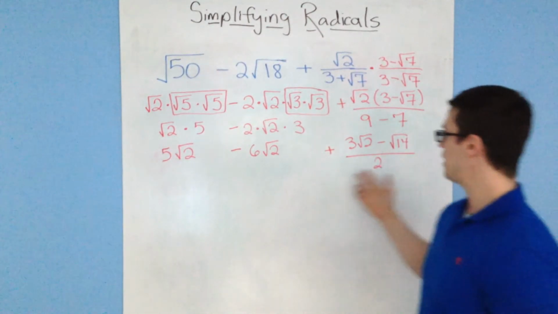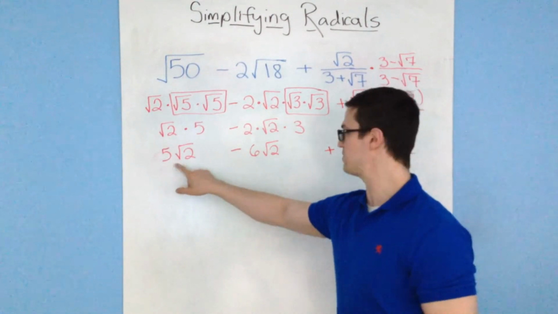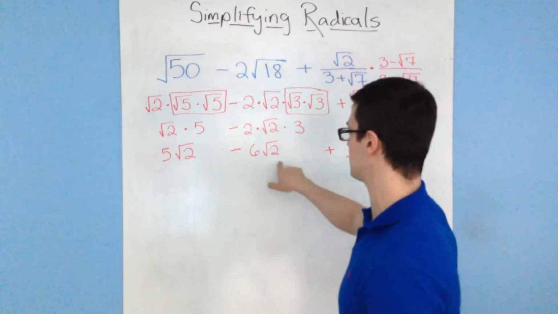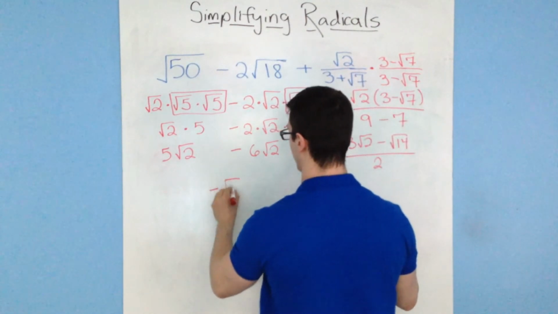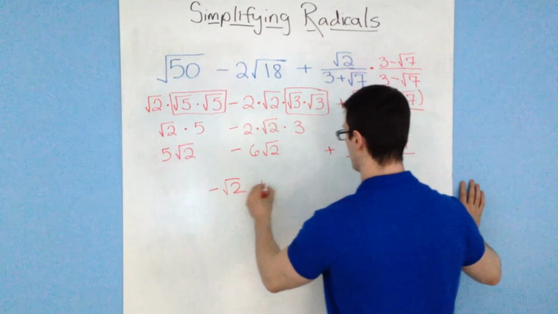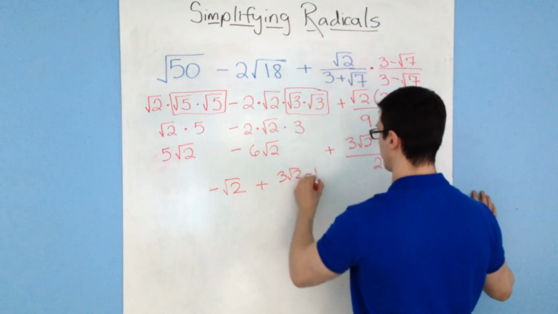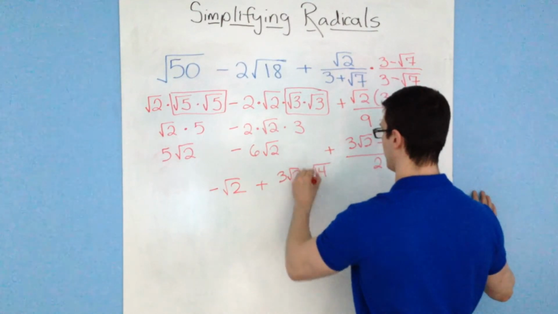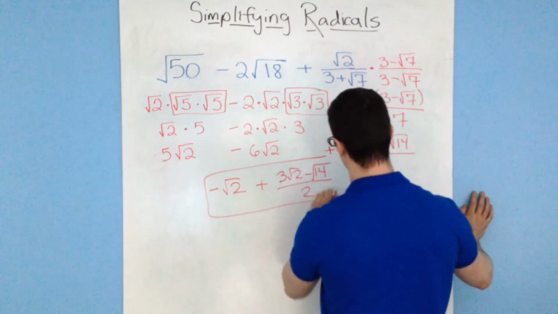From here, I'm going to see if there are any like terms that I can combine. Right here I have the 5 times the square root of 2 and the 6 times the square root of 2. So I'm going to combine these to get negative square root of 2, plus this whole thing right here, which is 3 square root of 2, divided by 2. And this would be my final answer.